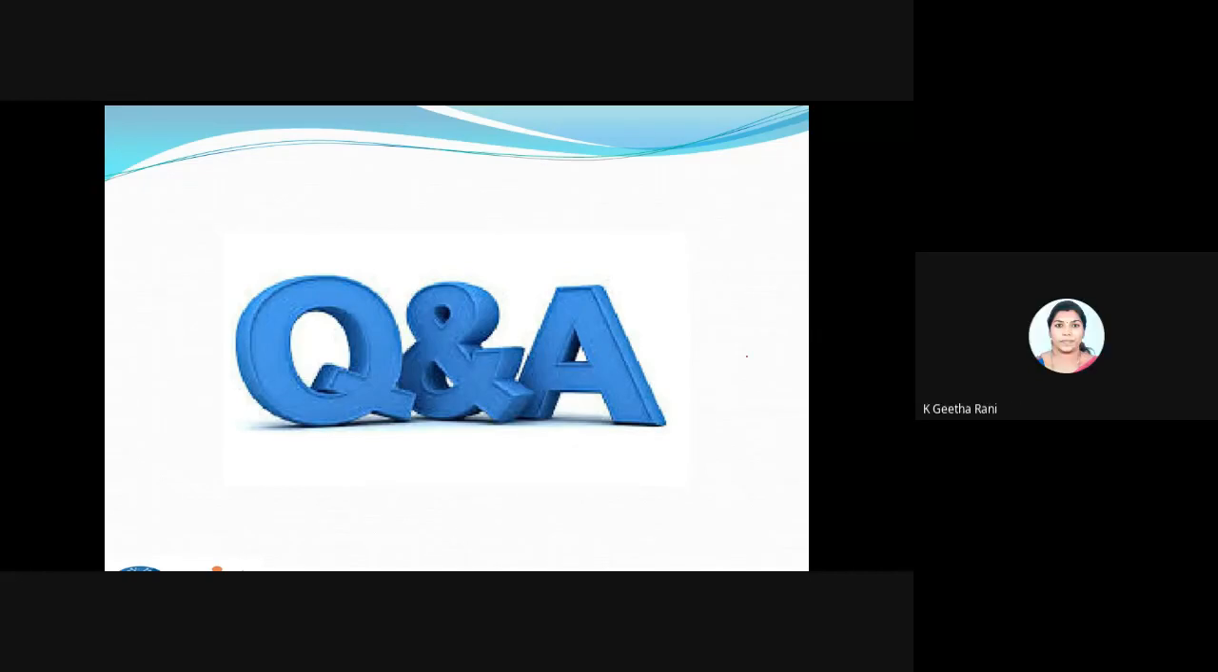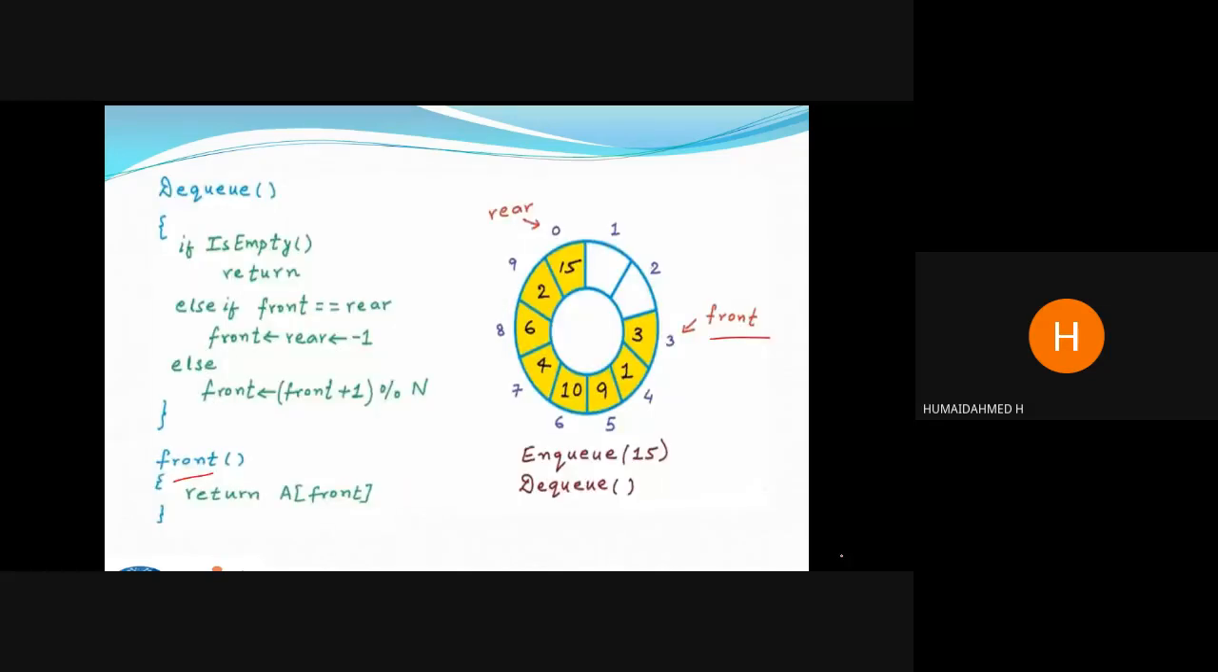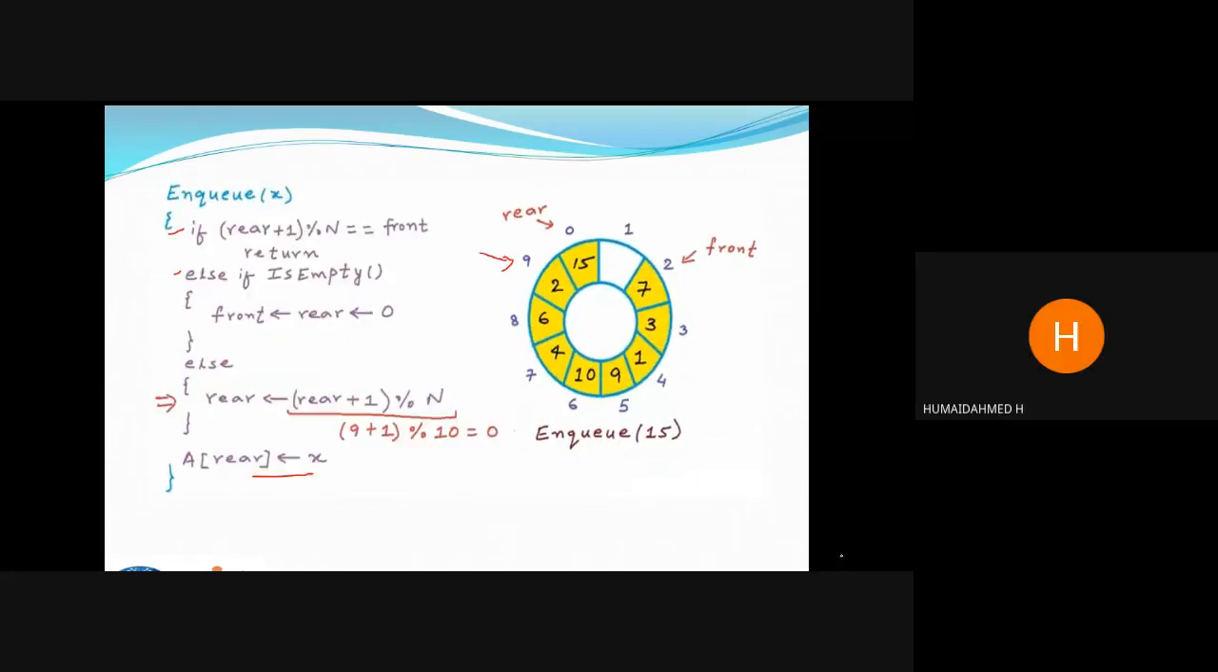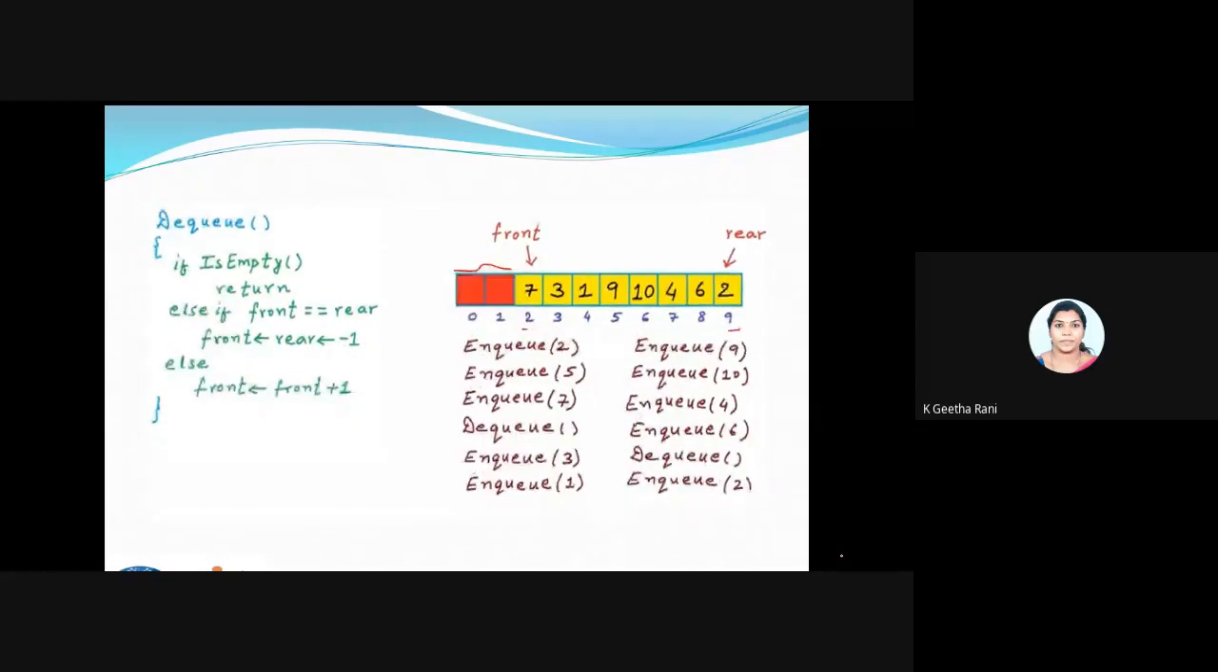Ma'am, in that array, you are leaving two memory spaces empty, no? No, I'm just making a DQ here. When I'm making a DQ, the space becomes empty. I can't insert in this particular place because insertion, NQ, happens only at the rear end. When I DQ, 7 will be gone, 3 will be gone, 1 will be gone.